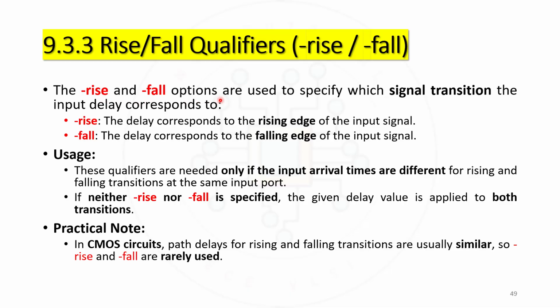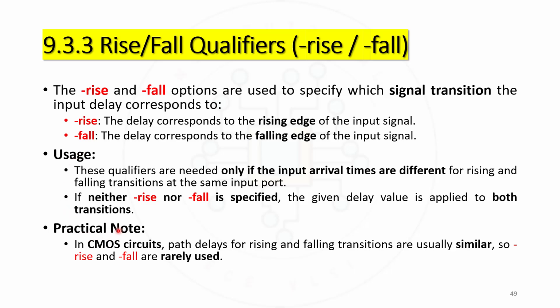The hyphen rise and hyphen fall options are used to specify which signal transition the input delay corresponds to. So is the delay corresponding to the rise transition or the fall transition? It should be indicated by means of these two switches. Hyphen rise means the delay corresponds to the rising edge of the input signal. If it is hyphen fall, the delay corresponds to the falling edge of the input signal. Coming to the usage, these qualifiers are needed only if the input arrival times are different for rising and falling transitions at the same input port. If neither hyphen rise nor hyphen fall is specified, the given delay value is applied to both transitions. So if you are not using these two switches, then by default the same value will be applied to both the rise transition as well as the fall transition.